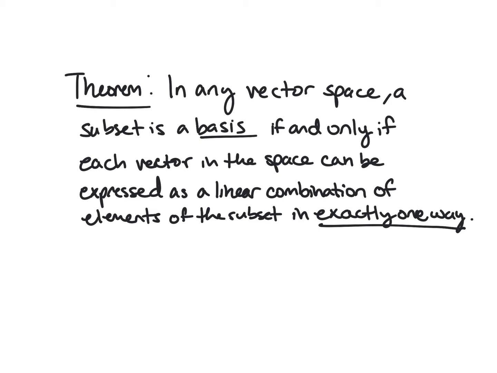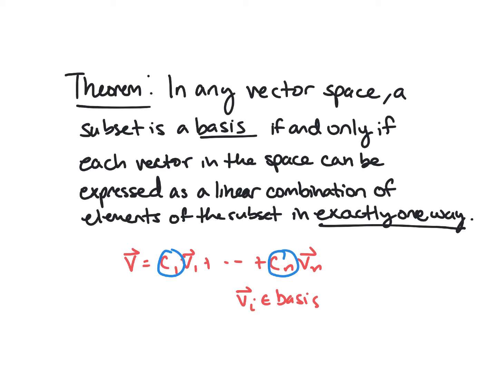Okay, so what does this mean? How is this going to lead to a coordinate vector? This basically says if I can write some v, any vector I choose, as a linear combination of elements of my basis, so here all of my vi's are in my basis, then since this can only be done in exactly one way, these coefficients uniquely determine my vector v, okay?